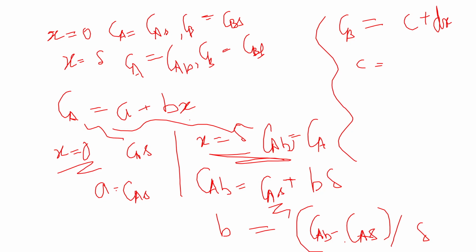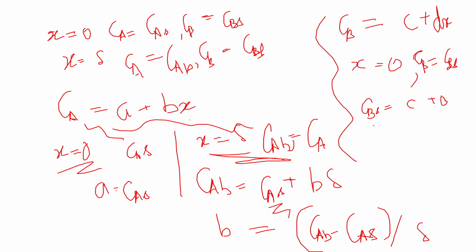Right. Okay. So now in the same way, I know CB equal to C plus DX. So at x equal to 0, you will know that CB equal to CBS. If you have any doubt, I'll just expand this one and write. The same thing goes for CA. So x equal to 0, CB equal to CBS. So I'll have CB equal to C plus 0. X value is 0, so I already get that C equal to CBS.